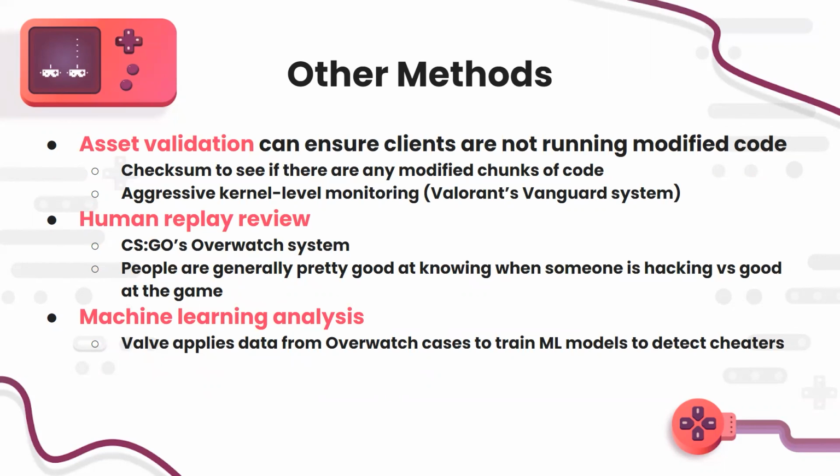Some other methods are asset validation, essentially running a checksum on all the code right before the game is launched to see if anything has been modified. A pretty popular example of this would be Valorant's Vanguard system, which uses aggressive kernel level monitoring. What does that mean? Josh and Jeff alluded to how, with an external hack, there'll be a lot of system calls that happen. Essentially, we're asking the operating system to give us some permission, whether it's allocating memory or drawing something on the screen.